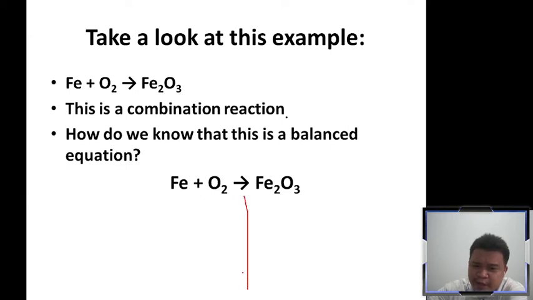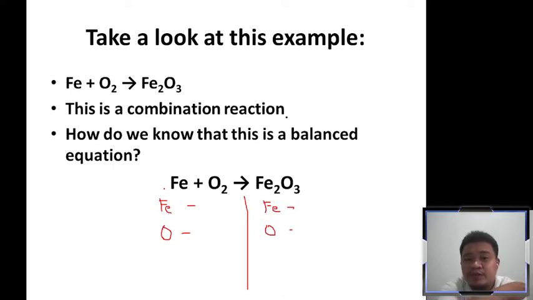I always do this. I cut this into two, and then I just write all the elements that are involved in the chemical reaction. So we have here oxygen and iron on the left side, and of course on the right side we also have iron and oxygen. Now what I usually do is that I count the number of atoms of each of these elements. So how do I count that? First, Fe, as you can see, Fe here has no coefficient, has no subscript. So that means I can count this as one atom. That's one.